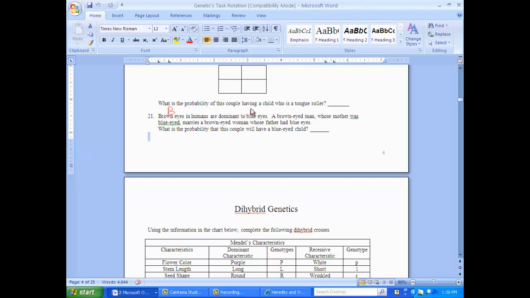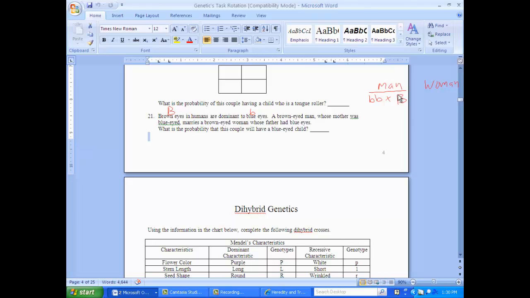A brown-eyed man whose mother was blue-eyed marries a brown-eyed woman whose father has blue eyes. This one was a little tougher. What is the probability that this couple will have a blue-eyed child? So I don't come right out and tell you what their genotypes are. But let's look at this. Man, woman. If we're talking about the man here, we know that the man's mom had blue eyes. So what was her phenotype or genotype? If he has brown eyes, what did his father's genotype have to be?